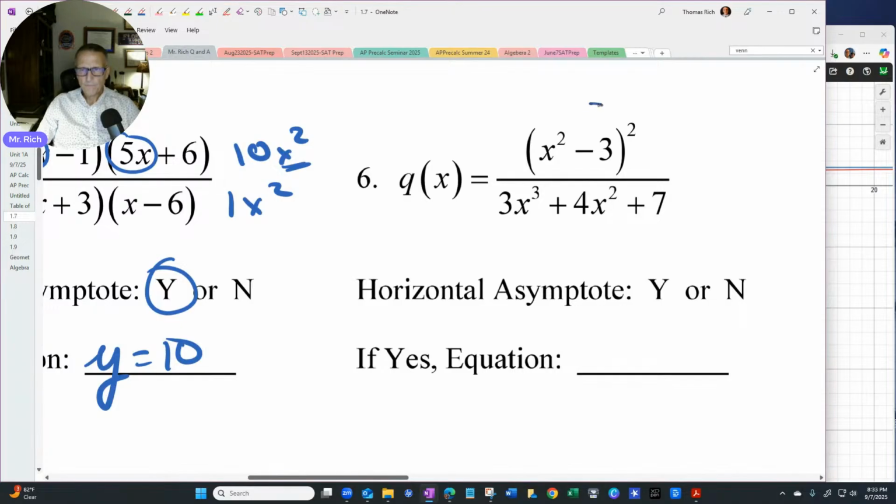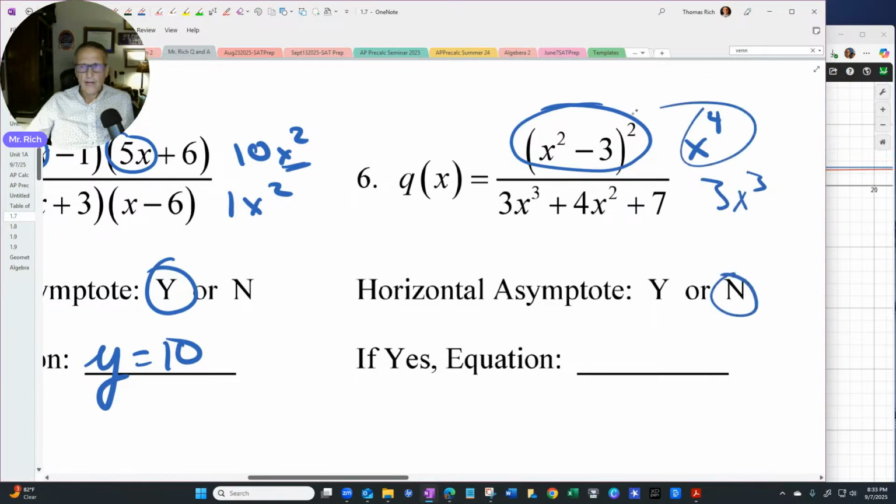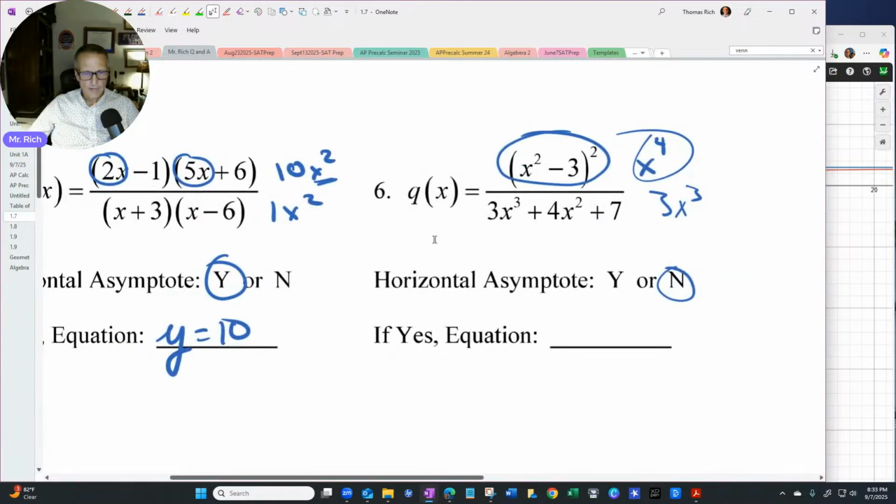Well, this would mean that my highest degree term would be x to the 4th, because I would be multiplying x squared minus 3 times itself twice. X to the 4th over a 3x to the 3rd. There will be no horizontal asymptote. I've got a higher degree term on the top than I do on the bottom.